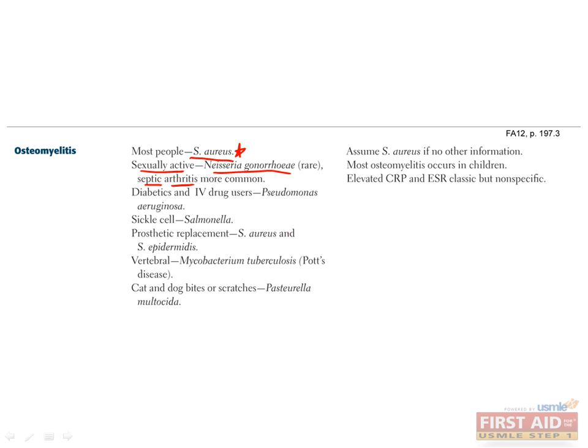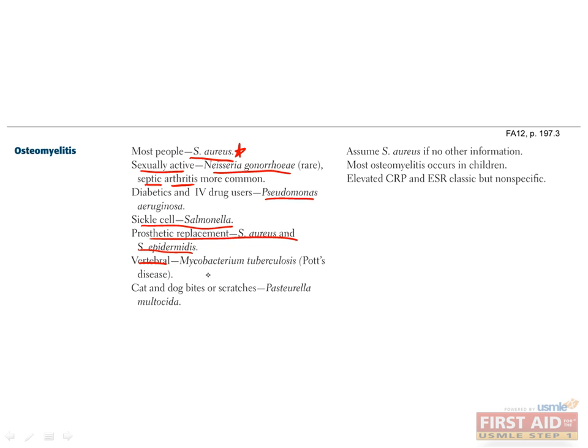Diabetics and drug addicts can both get osteomyelitis from Pseudomonas. Patients with sickle cell will get osteomyelitis from Salmonella, and patients with prosthetic replacements can get osteomyelitis from Staph aureus or Staph epidermidis.